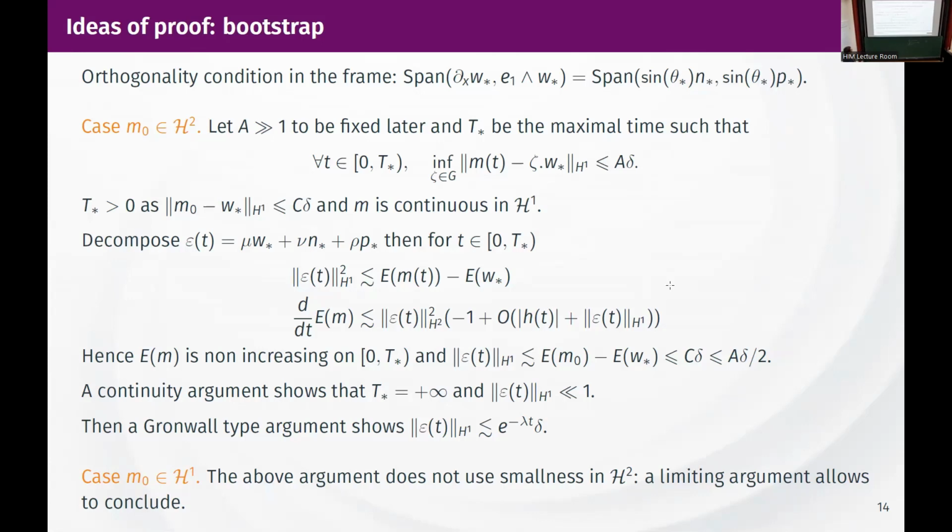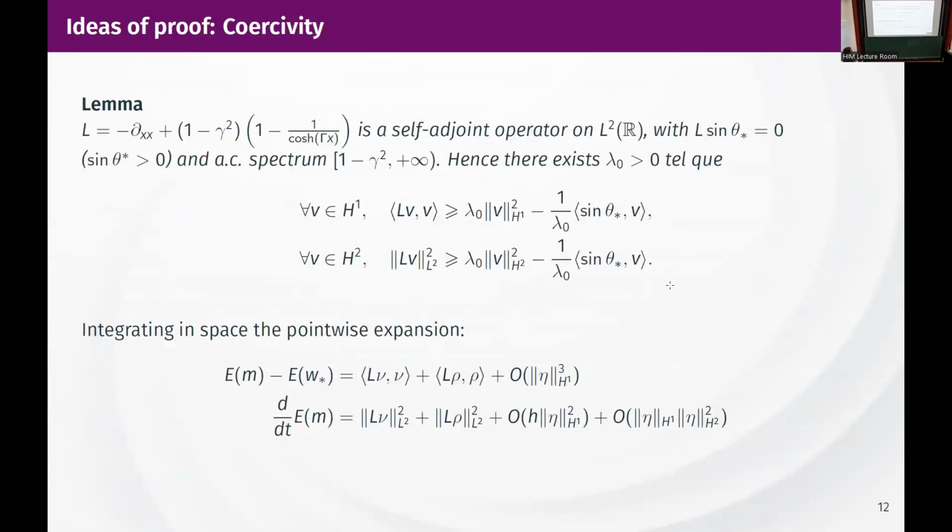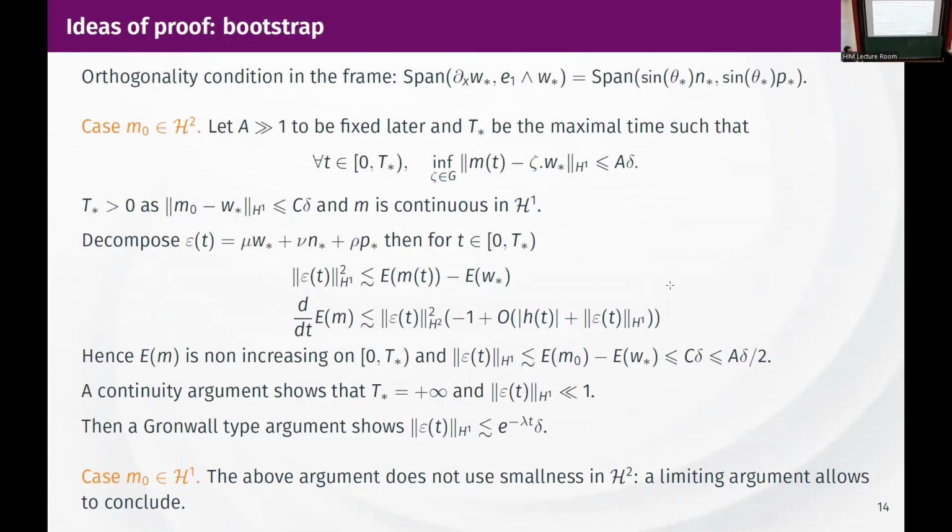And what you get from these things, and the fact that the mu component is negligible, is that the difference of the energy actually controls the H1 norm of epsilon. And what you get from the dissipation inequality is that the energy of M decreases like minus epsilon in H2 norm. And then you have your error term, and your error term is H, which is assumed to be small, and epsilon of T in H1, not in H2, but in H1. And as it is in H1, then it's small on this interval. So these guys are small.